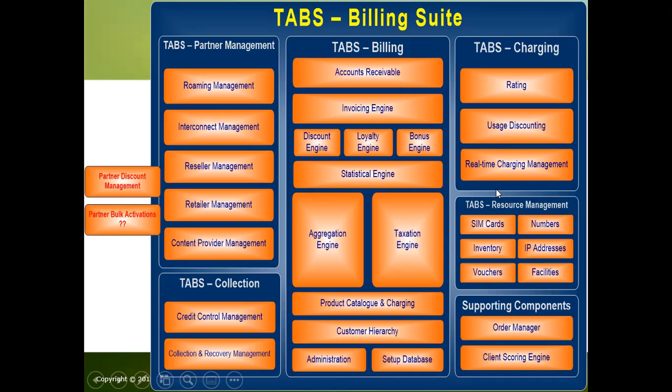And then you have what you call the resource management, which is, you might have a bunch of SIM cards, who took which SIM card, all this data, the numbers that you can attach to the SIM card, the inventories for these tools, and you have the IP addresses if they're using the internet, vouchers, facilities, and then you have the support components like the order management and the client scoring engine.